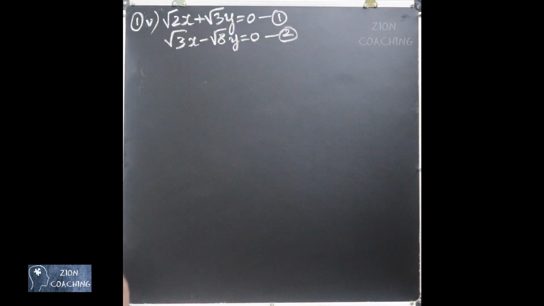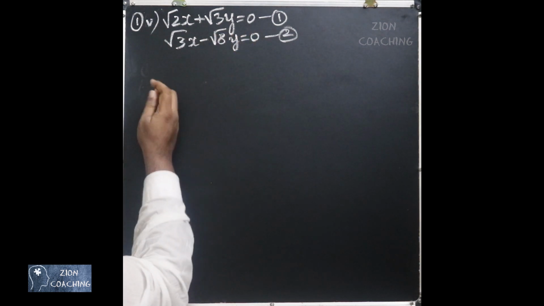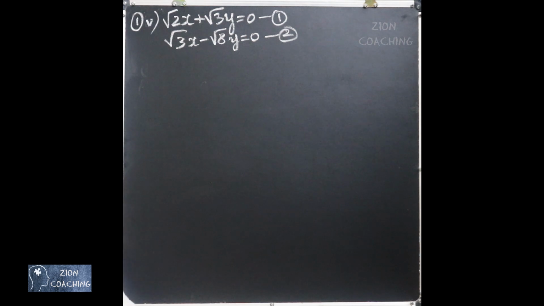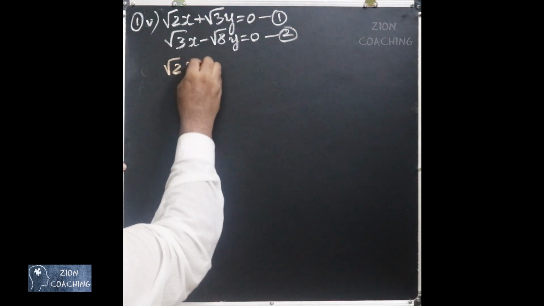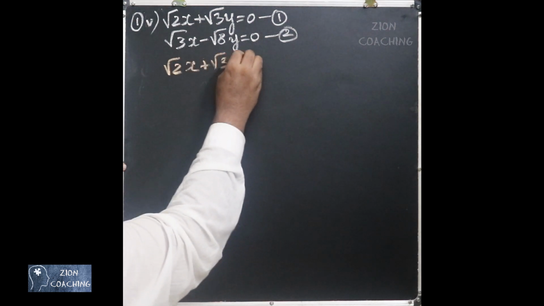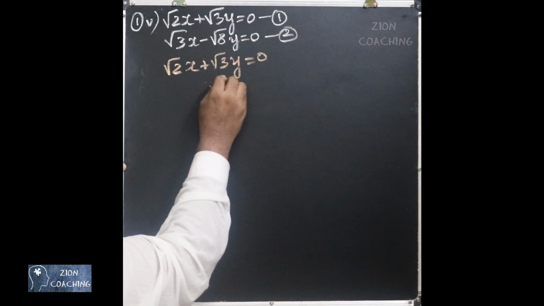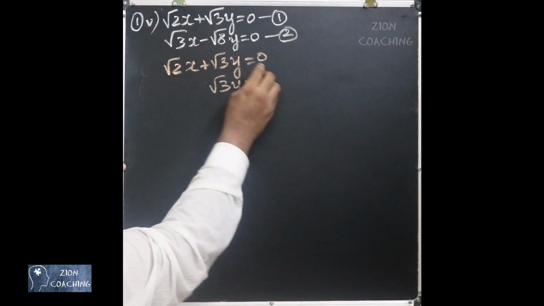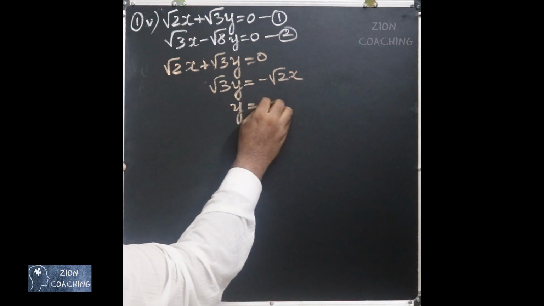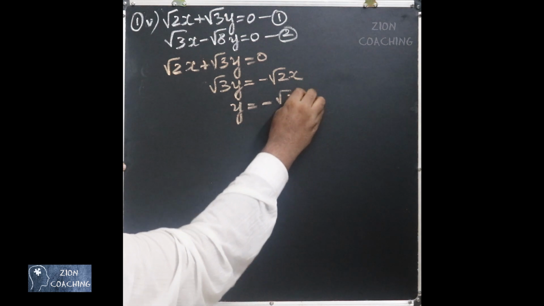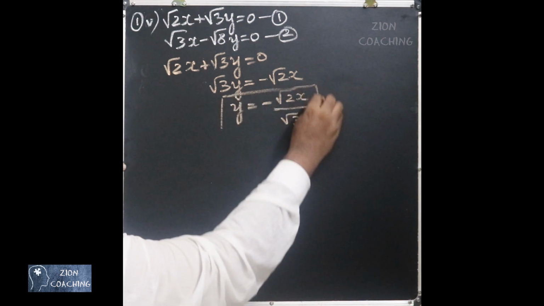They have given two equations, root 2x plus root 3y equal to 0, root 3x minus root 8y equal to 0. We are going to find the values of x and y using the substitution method. The first equation is root 2x plus root 3y equal to 0. So, taking this to the other side, we will have root 3y is equal to minus root 2x. Then y is going to be minus root 2x divided by root 3. So this is going to be the value of y.